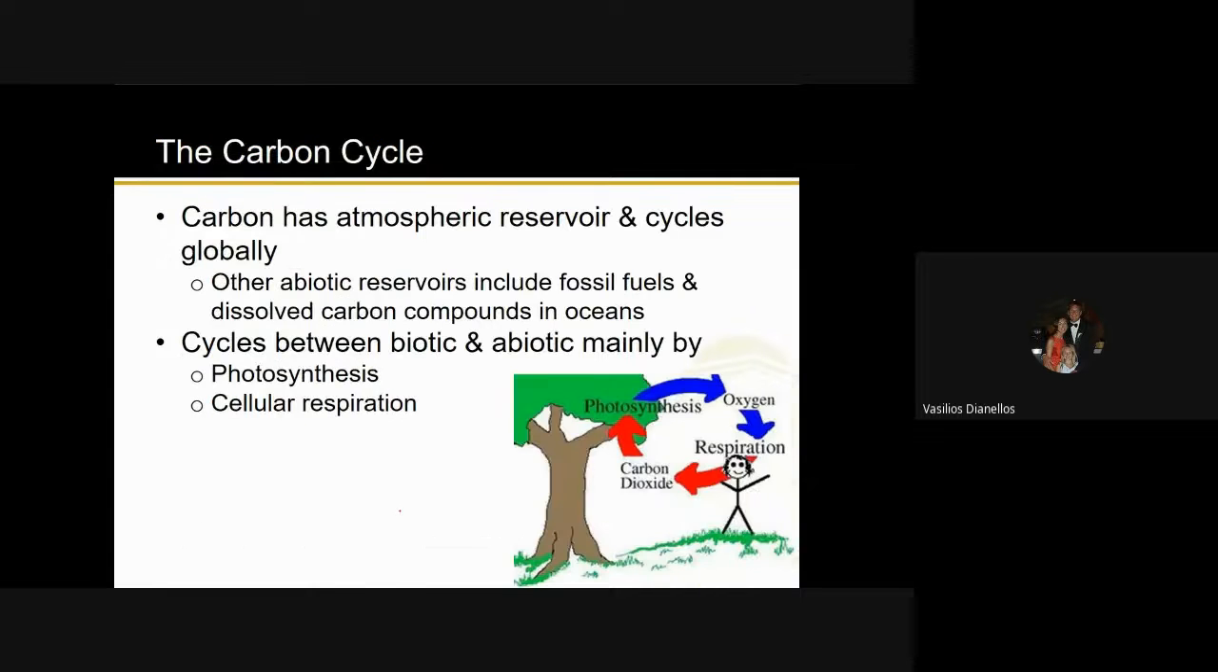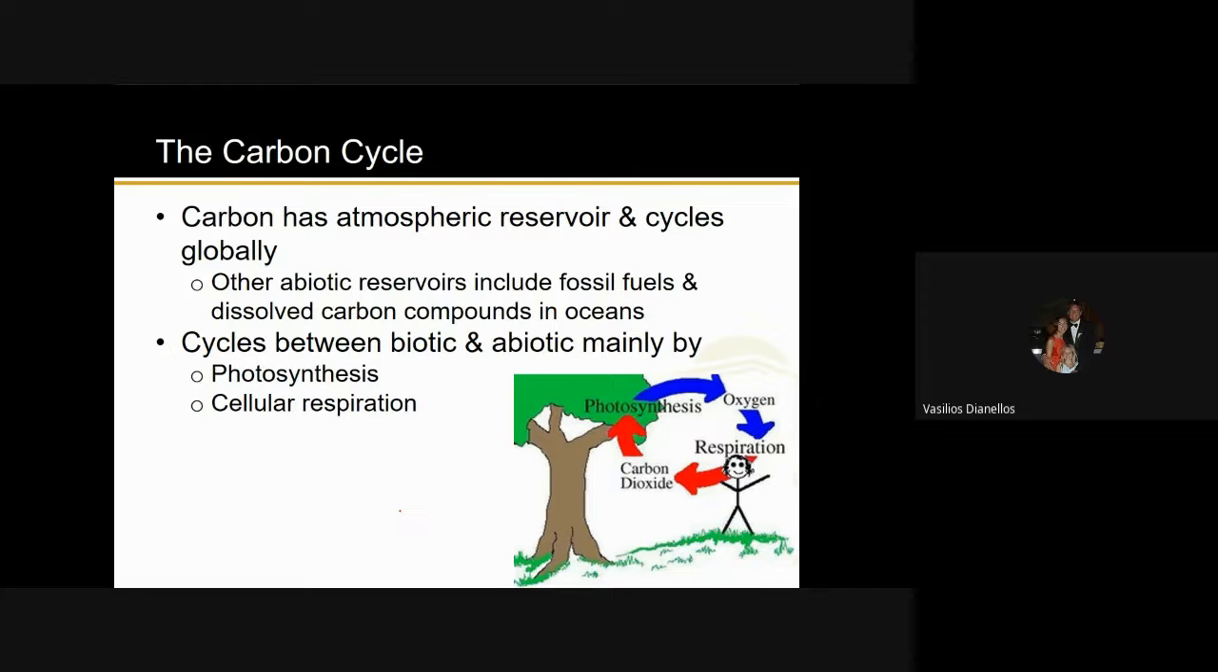The carbon cycle. Carbon has an atmospheric reservoir. So when we're talking about reservoirs, remember, again, they're broken down into biotic or abiotic. Now, if we're talking about abiotic reservoirs, those themselves have subcategories. So for the case of carbon, the biggest abiotic reservoir for carbon would be the atmosphere. I hope that makes sense. You just think carbon and non-living things. Yeah, it's mostly in the air. Other abiotic reservoirs include fossil fuels, right? So you have gas, oil, things like that. That would be, again, abiotic.